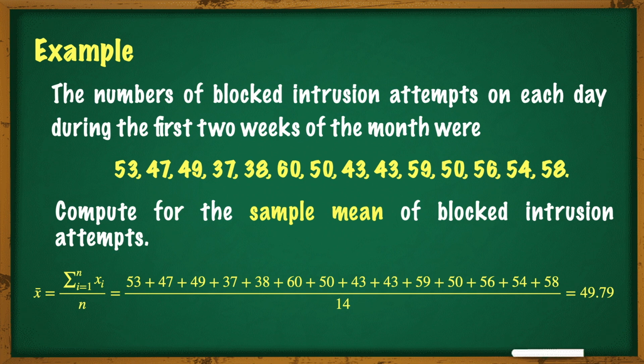49.79, which means that on the average, the number of block intrusion attempts for the first 2 weeks of the month is 49.79.